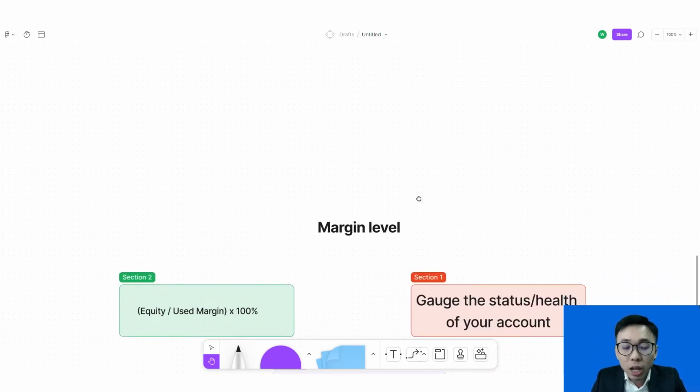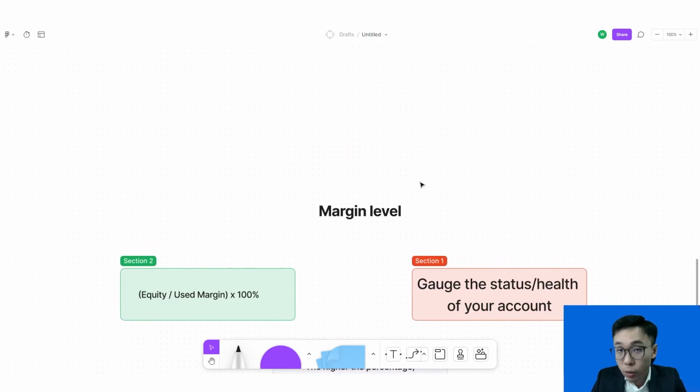First of all, margin level, we have to understand its concept. The first part of the concept is to understand its formula. The formula is quite simple, whereby we just need to take equity and divide it by use margin. After we get a sum here, we're going to times with 100%. Margin level is always denominated in percentage form.